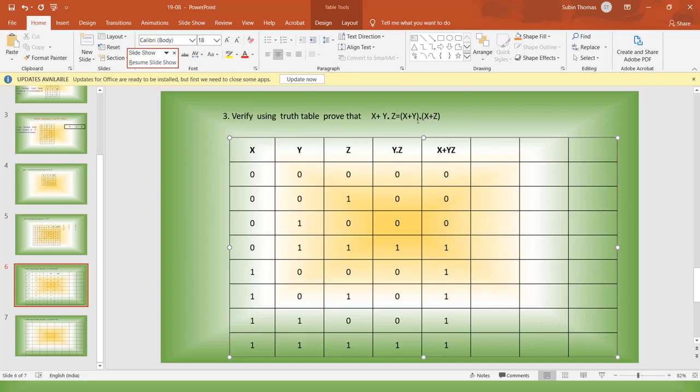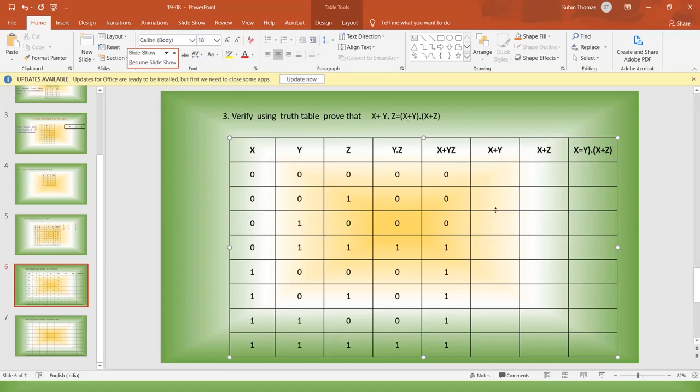And the right side. See that there is a bracket. Bracket has high precedence, as we studied in maths also. Bracket content has higher precedence than the other operations. So which will be done first? X plus y you have to calculate. After that you have to calculate x plus z. Then after that you have to calculate the AND of x plus y and x plus z.